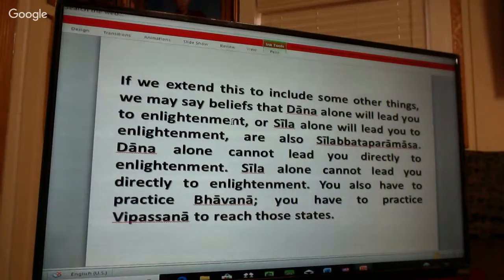Now, another person thinks sila, morality alone, will lead to enlightenment. No. Morality we need, but without the practice of meditation, we cannot attain liberation. So only dana, or only sila, can attain enlightenment is also Silabbata Parāmāsa. So be careful here. Be careful.